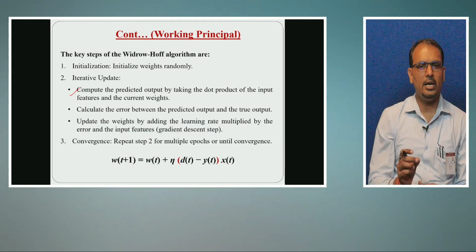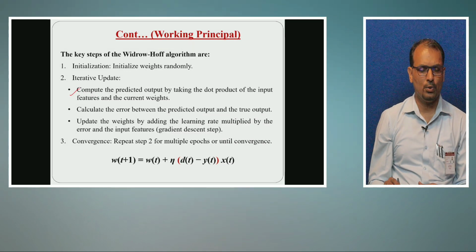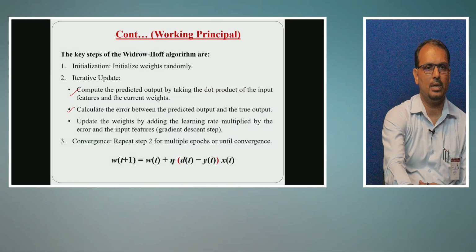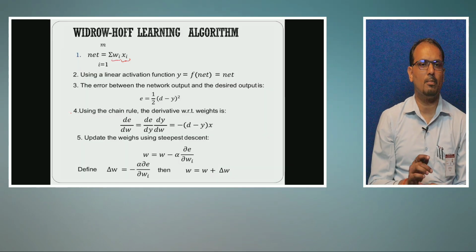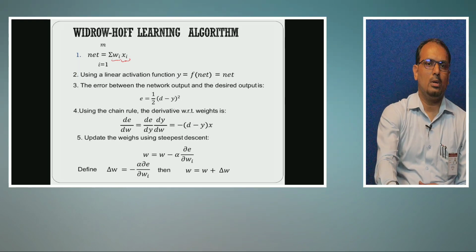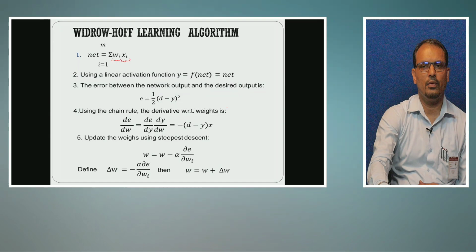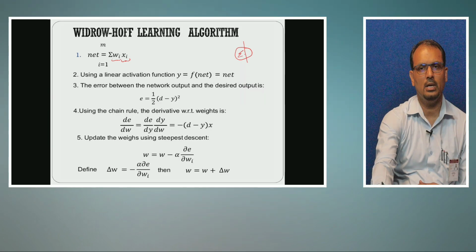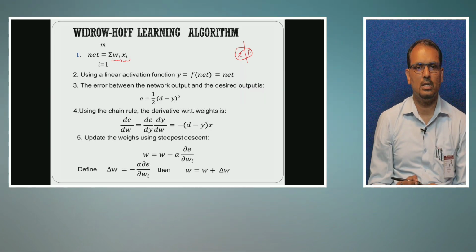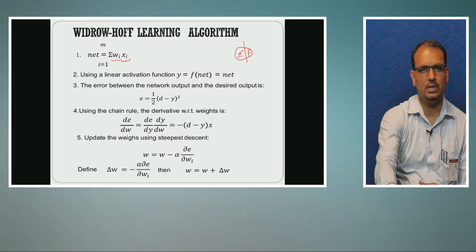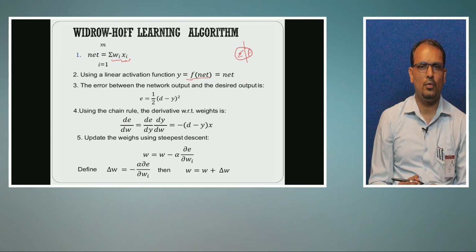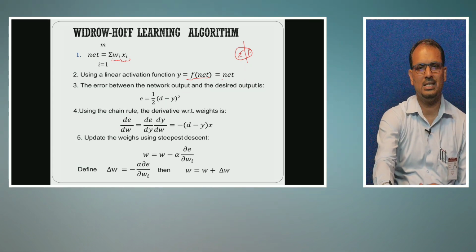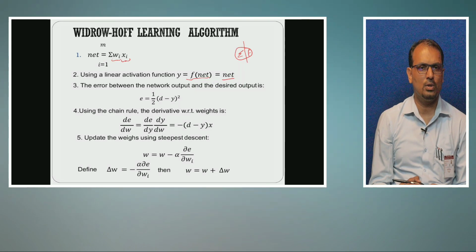Second, calculate the error between the predicted output and the true output. That is the second step of this algorithm. We know that neurons work in two phases. The first one is the summation that we did, and the second one is the activation function. What about this activation function? The activation function is y equals f of net. Whatever the values are, as they are we get them in the output because of the linear activation.